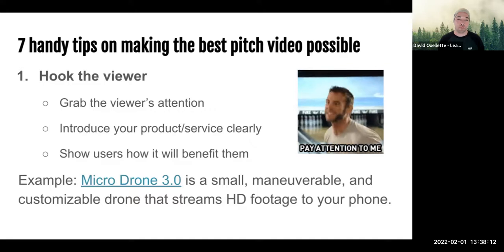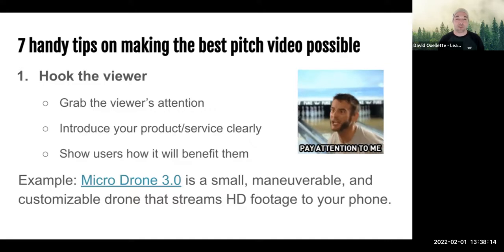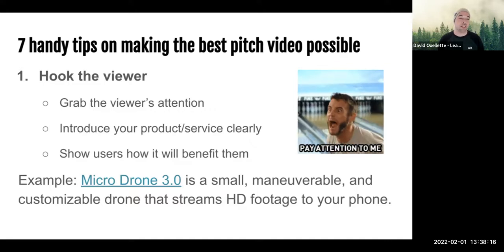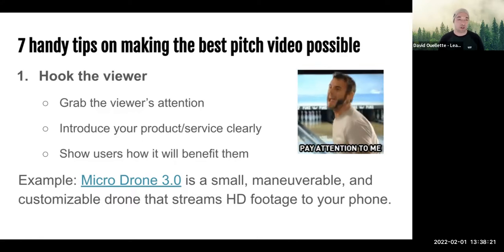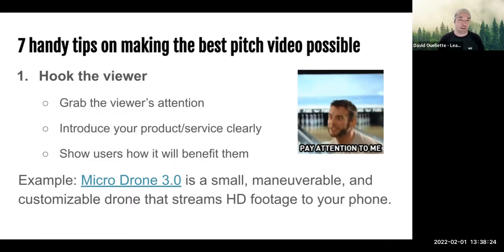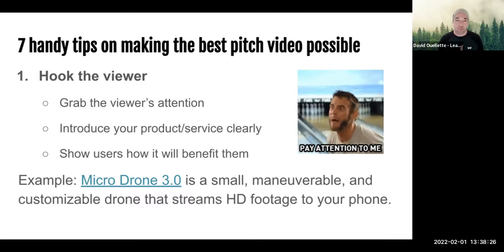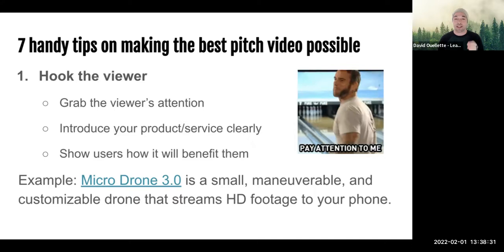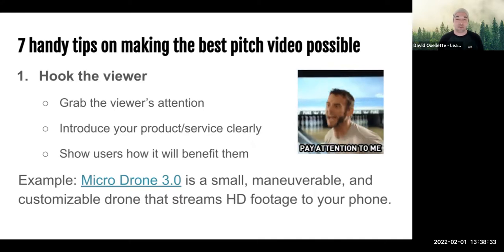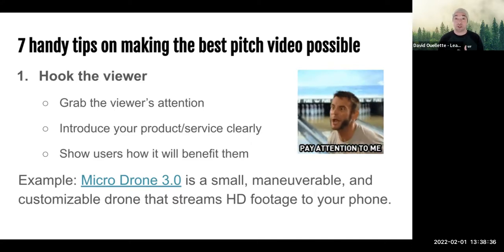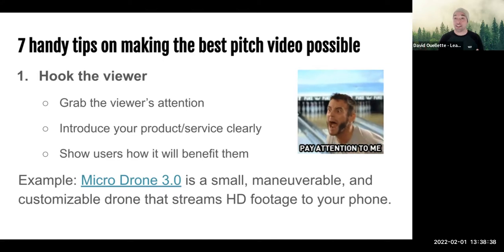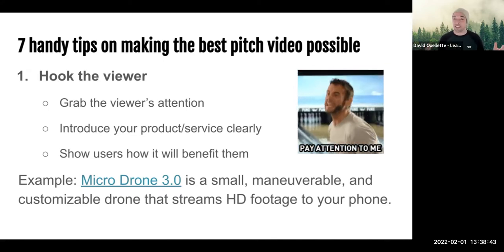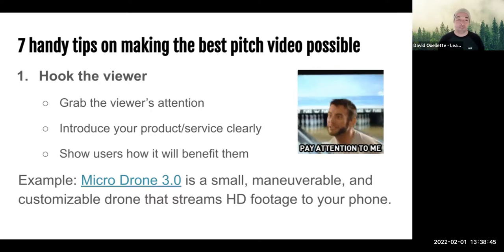So, a straightforward appeal is usually my favorite. It gets right to the point. Or telling a story really helps to put the audience in the shoes of your customer. Okay, so if you have this example here, this one's an example of straight to the point. Micro Drone 3.0 is a small, maneuverable, and customizable drone that streams HD footage to your phone. Boom. It describes exactly what it is. It's very clear. Okay, tell me more. I'm interested now. If I'm interested in drones and what they can do, yeah, tell me more. Let's learn more, right?